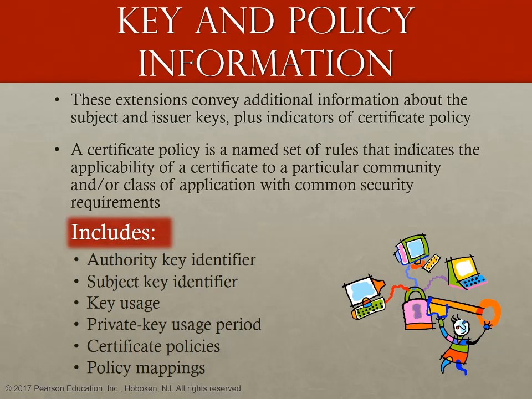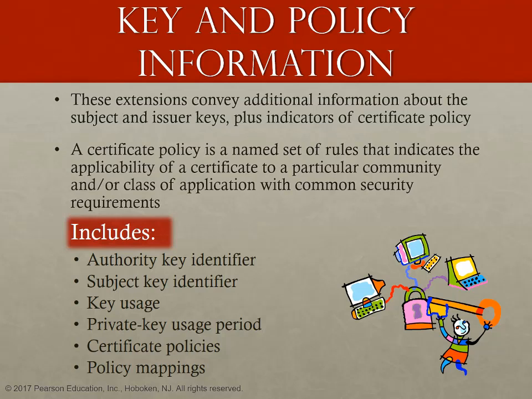For example, a policy might be applicable to the authentication of electronic data interchange, EDI, transactions for the trading of goods within a given price range. This area includes the following. Authority key identifier identifies the public key to be used to verify the signature on the certificate or CRL. Enables distinct keys of the same CA to be differentiated. One use of this field is to handle CA key pair updating.